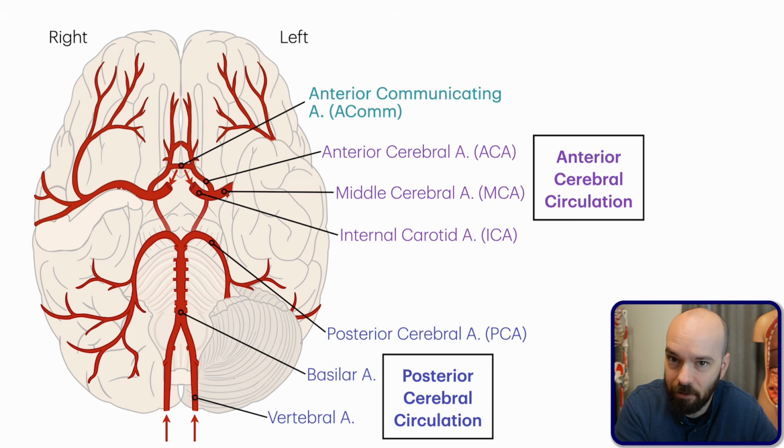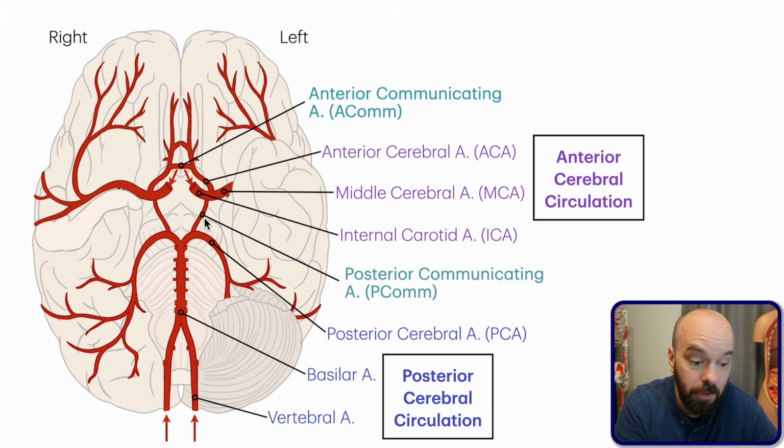And next we have the posterior communicating artery. That's going to communicate between the anterior side and the posterior side. And we actually have two of those, one on the left and one on the right. Those will connect the posterior cerebral artery, right there, to that internal carotid artery, right before it branches off into the middle and anterior cerebral arteries.